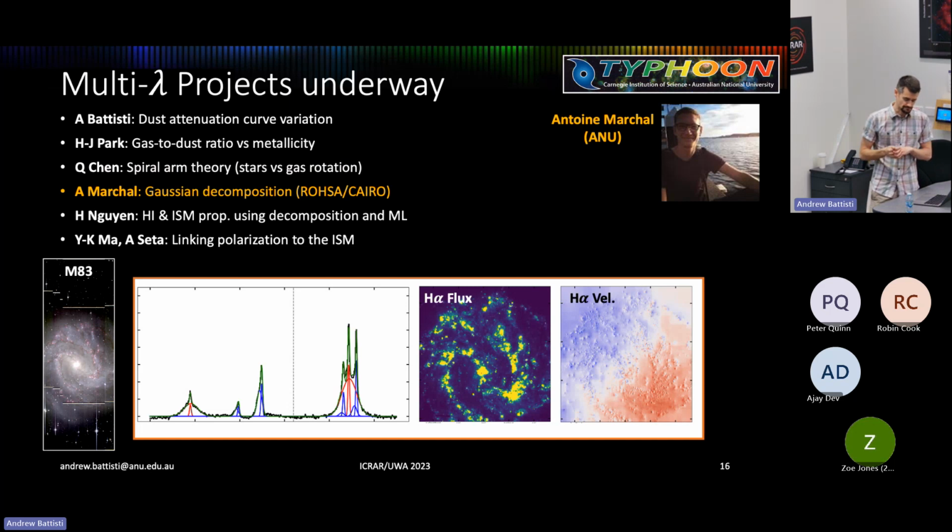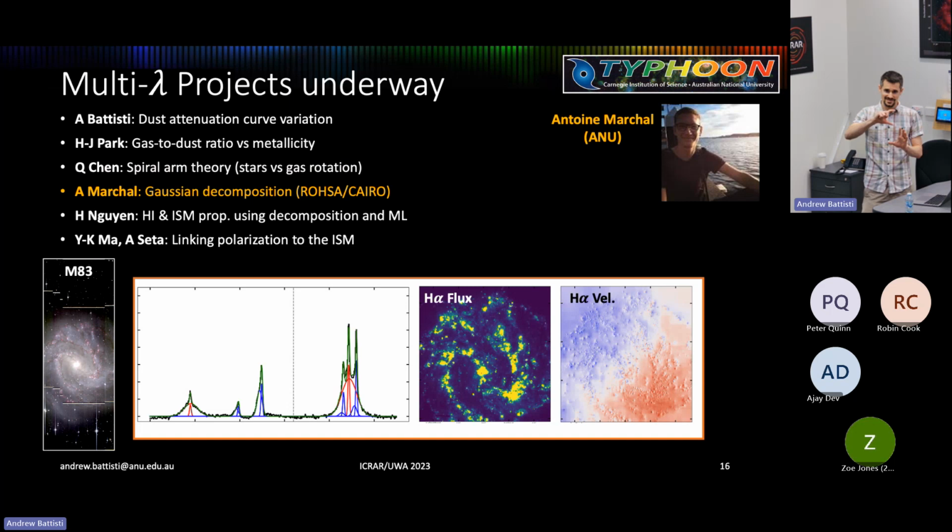Antoine Marchal is a postdoc at ANU who is actually part of the GASKAP survey. His background is in doing multi-component fitting of H1 data to characterize the various phases of the H1 gas in the Milky Way. But he's actually adapting his code, which is called ROHSA, to work on IFU data sets. He's calling that one Cairo. So it's a really fancy Gaussian decomposition code that fits the entire data cube simultaneously.